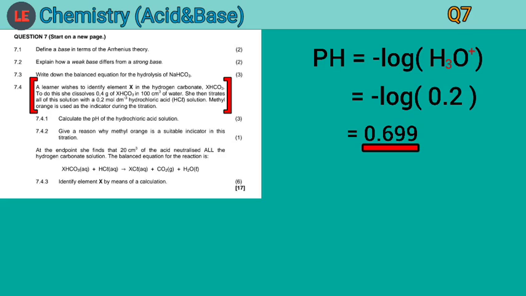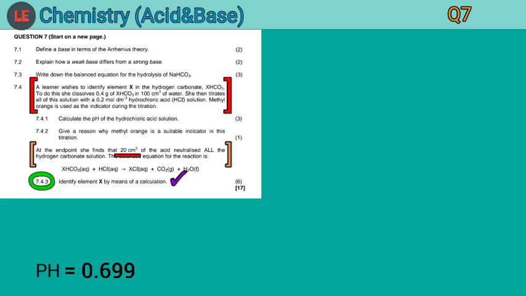Now, there is additional information, which reads as follows. At the end point she finds that 20 cm³ of the acid neutralized all the hydrogen carbonate solution. This is a balanced equation given for the reaction. Then, furthermore we must identify this element X by means of a calculation. Let us convert this 20 cm³ to decimeter cube because this concentration of hydrochloric acid is in moles per decimeter cube. So, we simply divide this 20 by 1000, then the number we get is 20 times 10⁻³ decimeter cube.